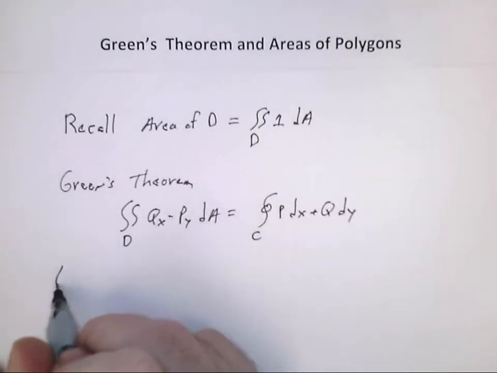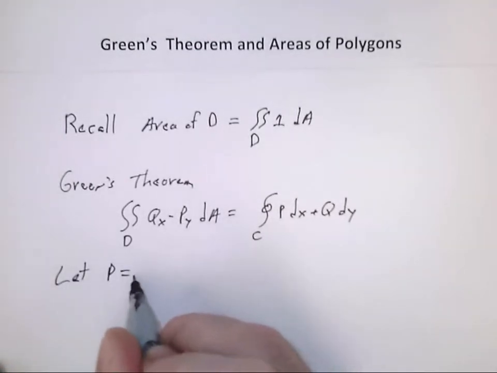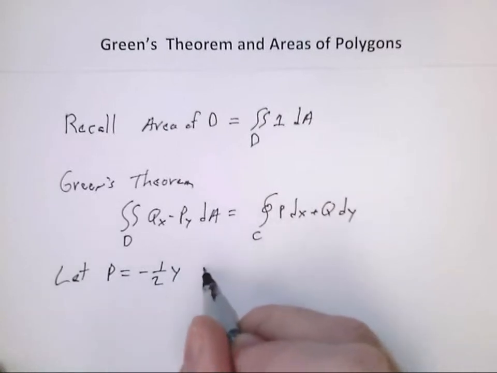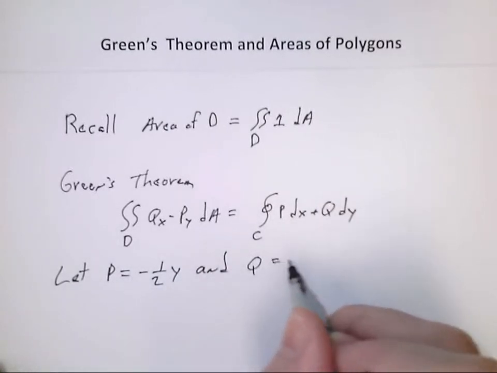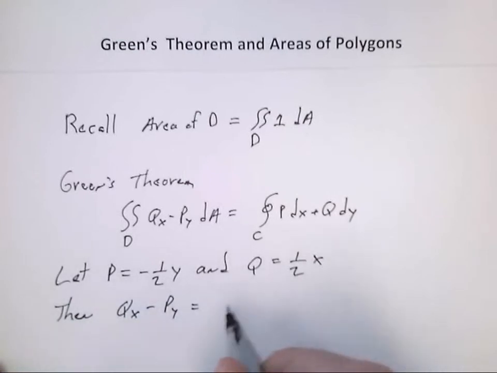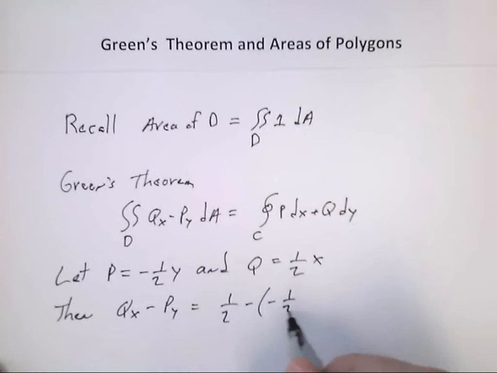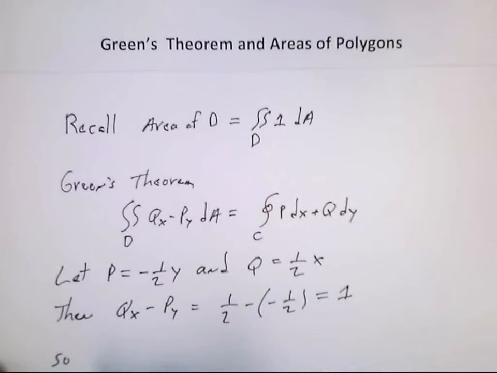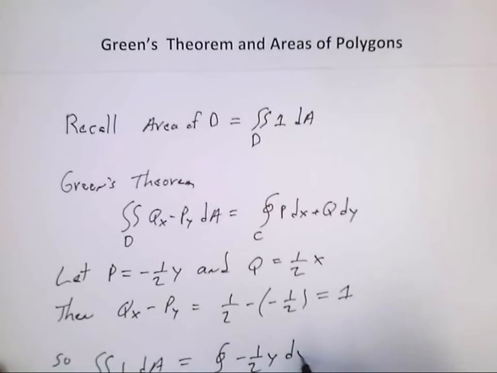And so now we do a little trick. If we let p be negative 1/2 y and we let q be 1/2 x, then our q sub x minus p sub y is 1/2 minus negative 1/2, which is 1. So our area, which is just the integral of 1 dA, is the integral around C of negative 1/2 y dx plus 1/2 x dy.